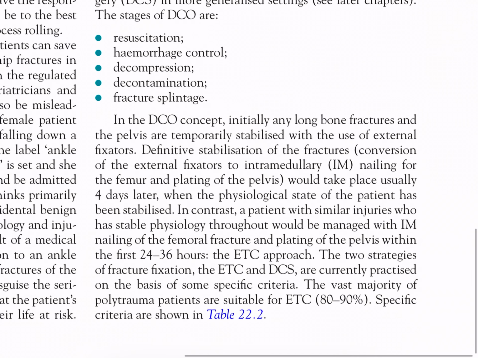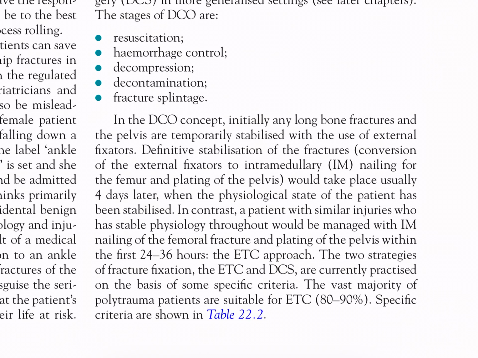In the damage control orthopedic concept, initially any long bone fractures and the pelvis are temporarily stabilized with the use of external fixators. Definitive stabilization of the fracture, conversion of the external fixators to intramedullary nailing for the femur and plating of the pelvis, would take place usually 4 days later when the physiological state of the patient has been stabilized. In contrast, a patient with similar injuries who has stable physiology throughout would be managed with intramedullary nailing of the femoral fracture and plating of the pelvis within the first 24 to 36 hours, the ETC approach.